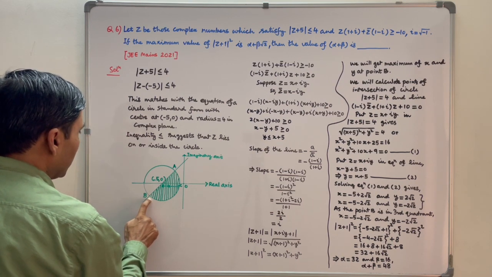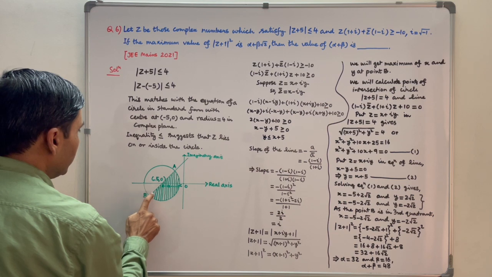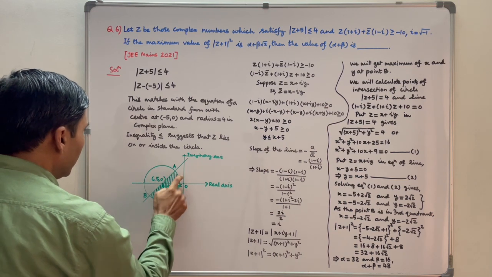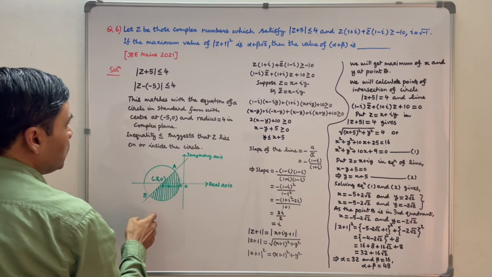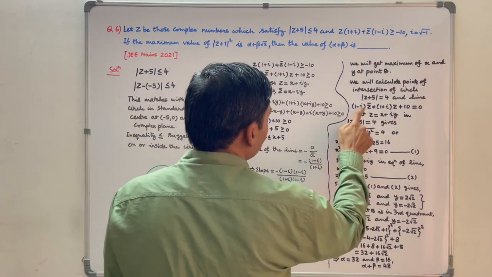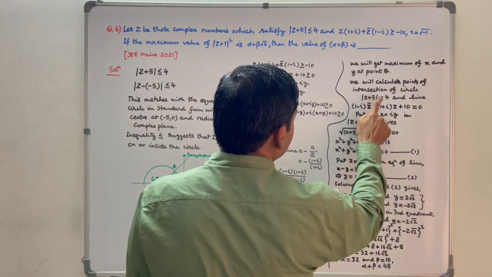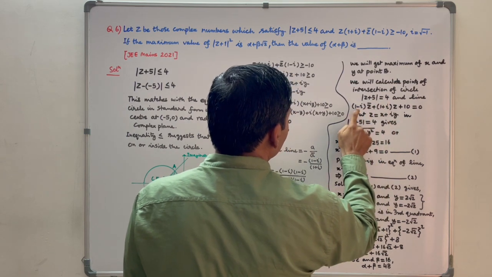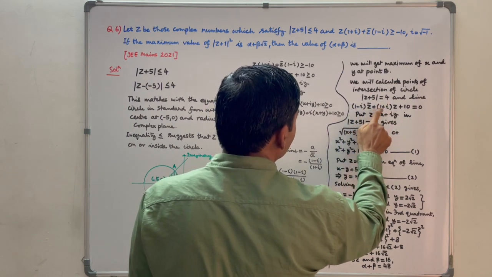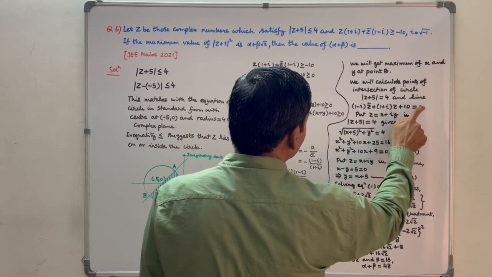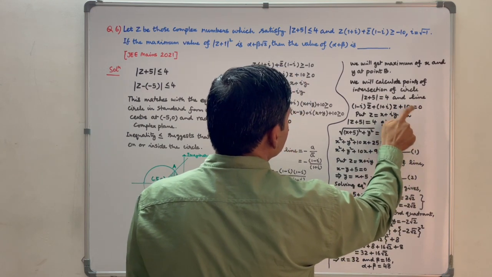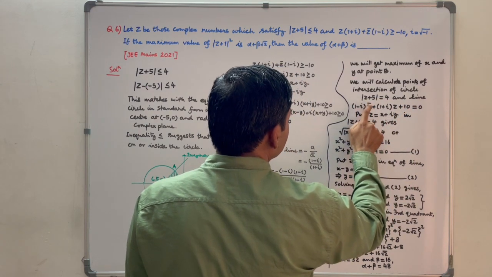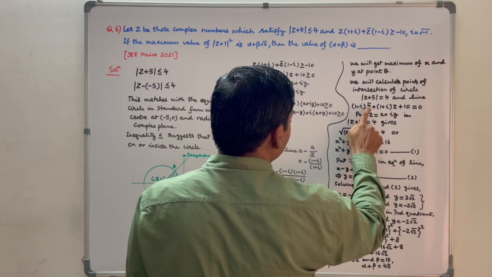So first we will calculate the points of intersection of this circle and this straight line. For that, we need to consider these two curves. Mod z plus 5 is equal to 4, that is equation of circle. And the line 1 minus i z bar plus 1 plus i z plus 10 is equal to 0. We will put z is equal to x plus iy and z bar is equal to x minus iy.